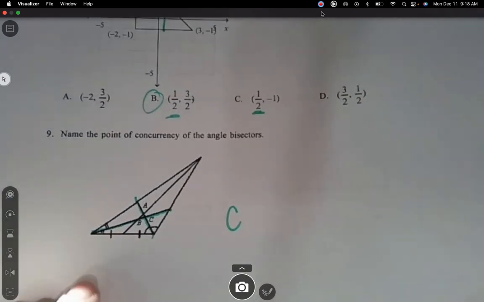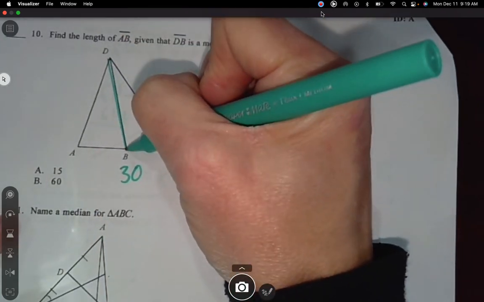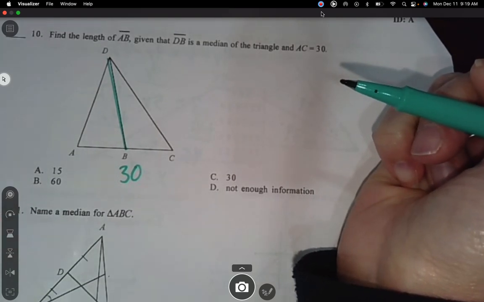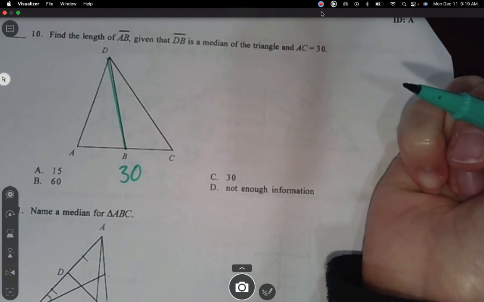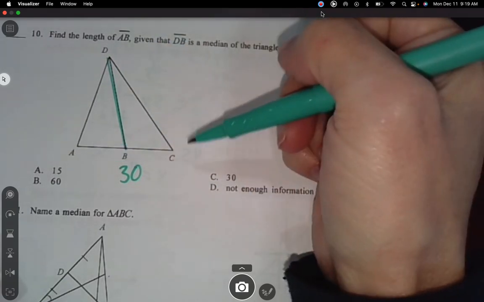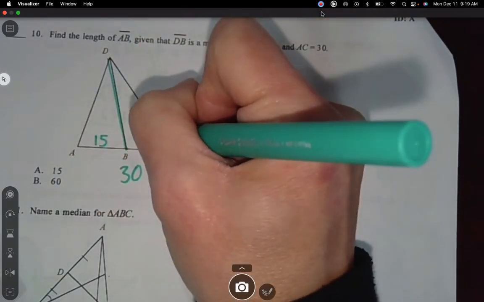Okay. Moving along. Number 10. Find the length of AB. DB is the median. And AC is 30. Okay? So if from A to C is 30, and this is the median in the middle of it, what's AB? What's the only thing that would make sense here? 15. The median means it cuts it into 2 equal parts. So if the whole thing is 30, then that means this one is 15 and that one is 15.